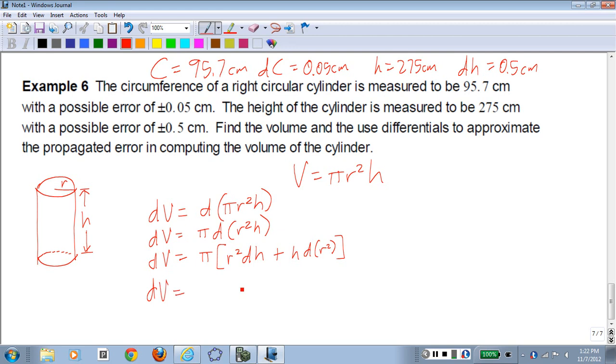dV equals pi times r squared dh plus, this is going to look like the chain rule, h times 2 r dr. What if it were the derivative of r times r? And we use the product rule for that.